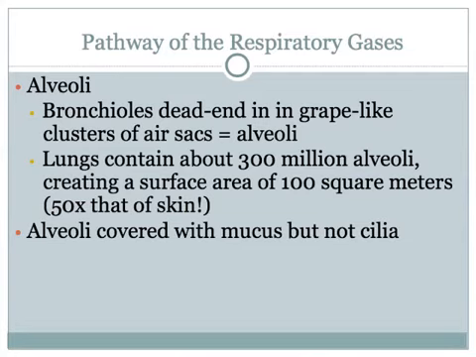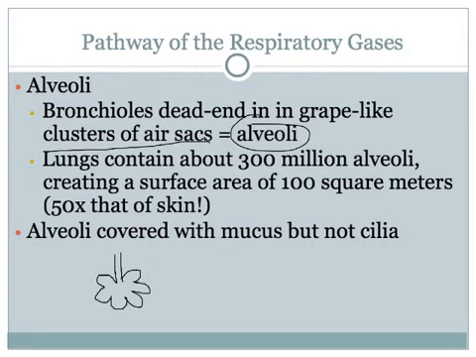So after the bronchioles, finally, here's a little baby bronchiole, a tiny, tiny little tube. At the very end of the bronchiole, it's going to dead-end into these structures that look like grapes. These grape-like structures are called alveoli. Alveoli are clusters of air sacs that kind of look like grapes. And these alveoli are actually where the gas exchange is going to happen. So you have tons of alveoli in your lungs.